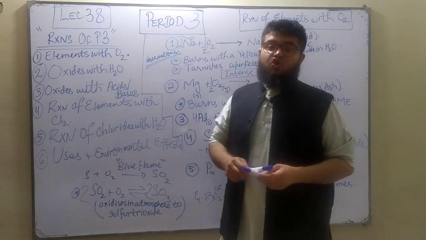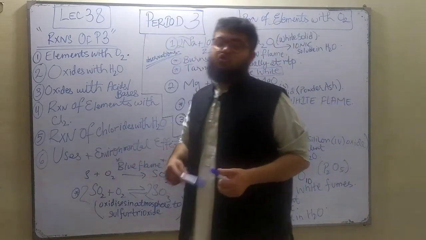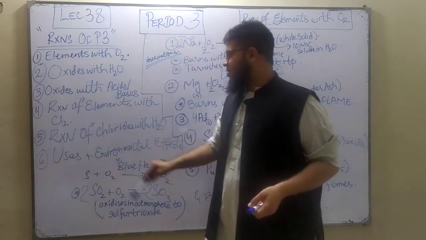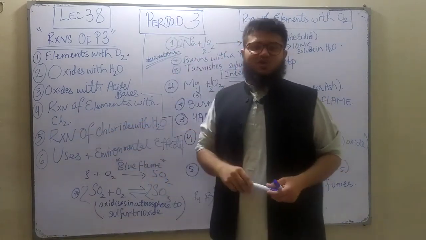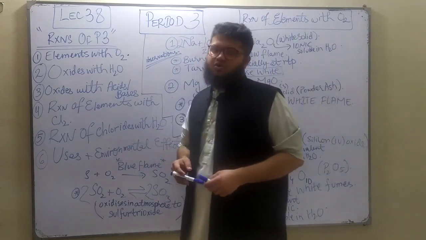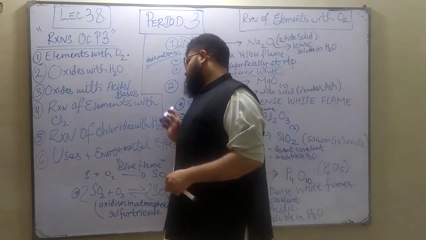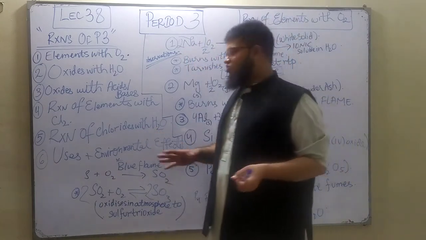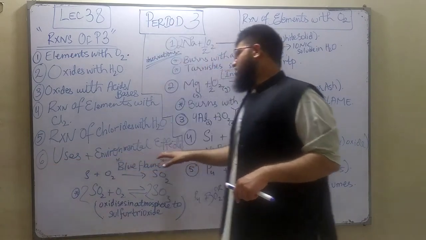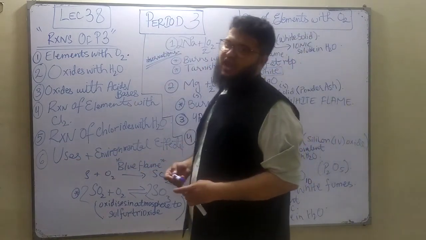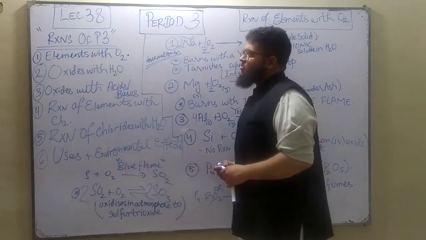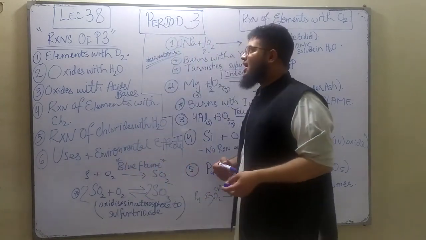Reactions of the elements with chlorine. Chlorine will produce chlorides, most of them, and we'll look at them. Then reactions of chlorides with water. The chlorides that we get after this reaction either dissolve or react with water, meaning they hydrolyze in water. That's also a process that I'll explain later in these videos. And then the uses and the experimental effects of period 3 elements. So this was a broad overview of the different types of chemical reactions that we are going to cover in period 3.